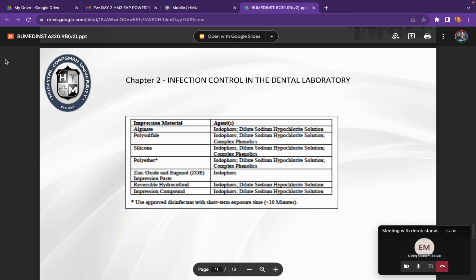Say again? You said the zinc oxide? Yeah, the only one, so this one only has iodophores. These ones all have iodophores and the diluted sodium hypochlorite. Sorry, I messed up. And then these three here have complex phenolics also. So only three have complex phenolics, and only one has just iodophores as its treatment. If I was trying to study, I would pay attention to the big things that stand out that are different. So polysulfide, silicone, and polyether, which I'm telling you right now, the ones I've seen on the test are going to be your alginate and your zinc oxide and eugenol.